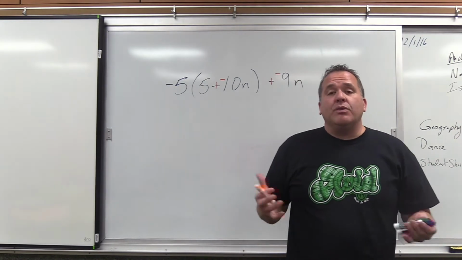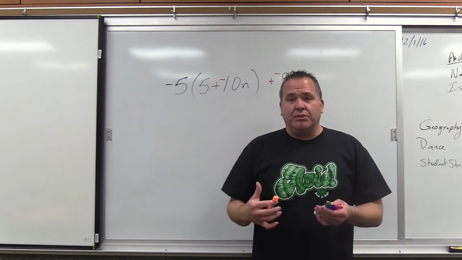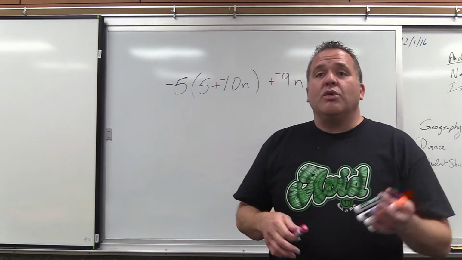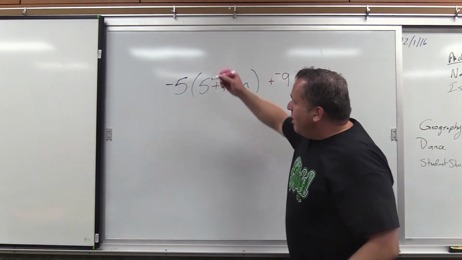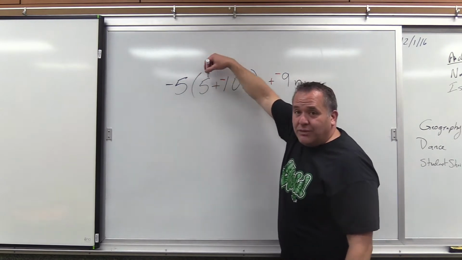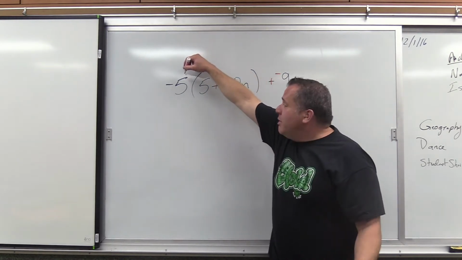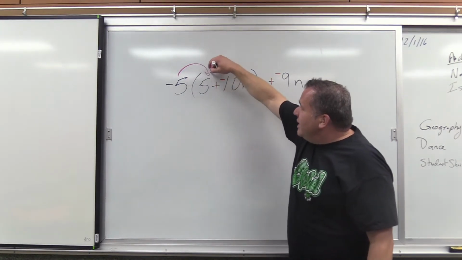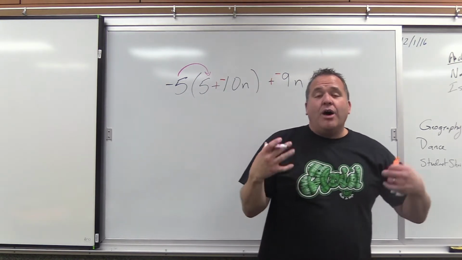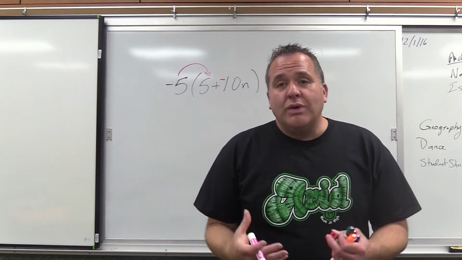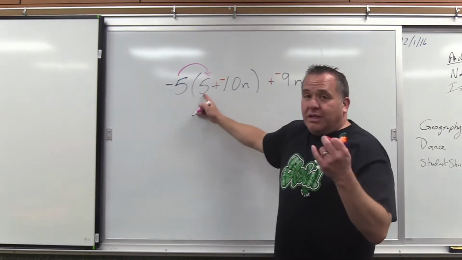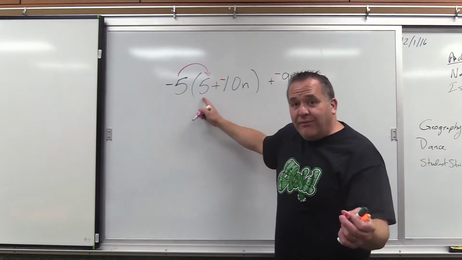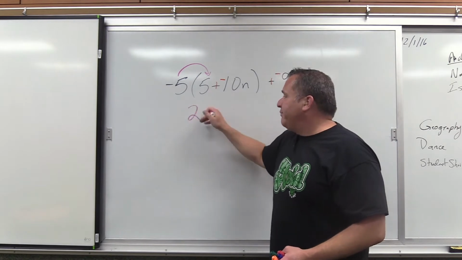Now, how do we get rid of parentheses? Very simple. The first thing we're going to do is distribute to get rid of the parentheses. So I'm going to take my negative 5 right here, which is in front of the parentheses, and I'm going to distribute the negative 5 to the 5. Now, negative 5 times 5. Do not forget, when you are multiplying and dividing, you take the numbers, the 5 and the 5, and you multiply them. 5 times 5 is 25.